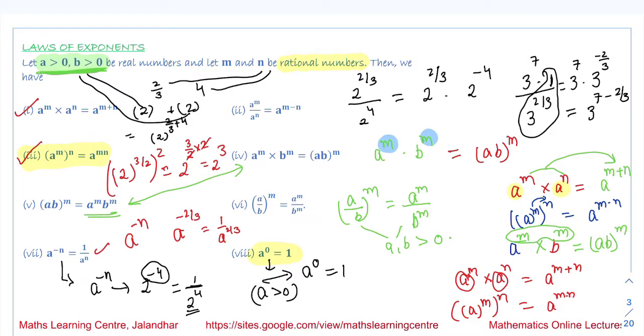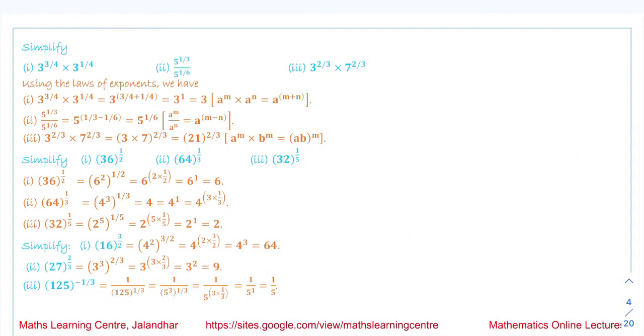Now in this next slide, we have certain problems based on these properties. So we start solving these one by one. The first one is of the form a raised to the power m into a raised to the power n, and we know the formula is a raised to the power m plus n. The powers get added. So the answer shown here is 3 raised to the power 3 by 4 plus 1 by 4, that is 3 raised to the power 1, and the answer is 3.